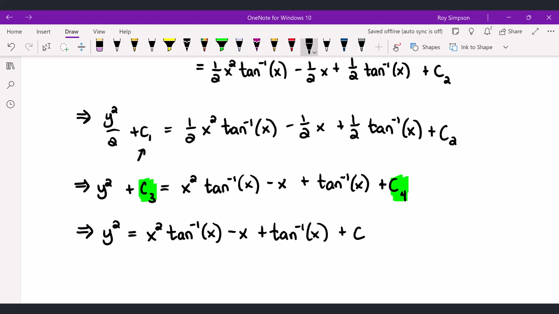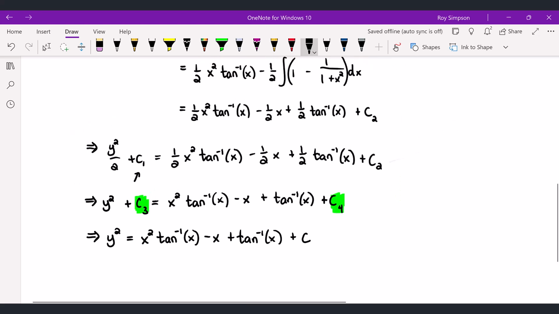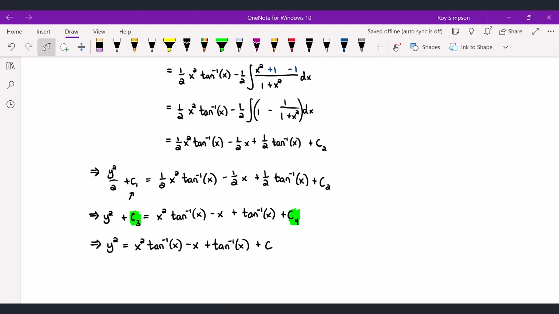Notice at this point, I stopped with the subscript notation on the arbitrary constant because I'm not going to go any further with the constants there. Now you may think, I'm done. And that is kind of true if I was solving the differential equation.